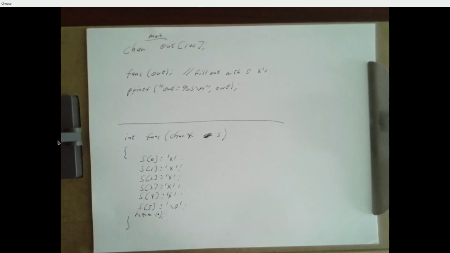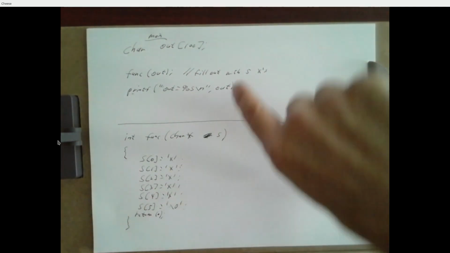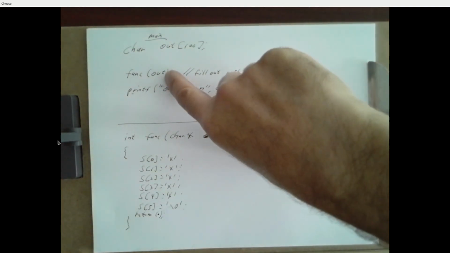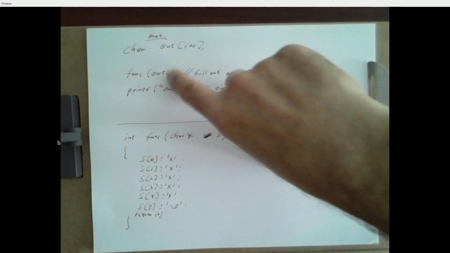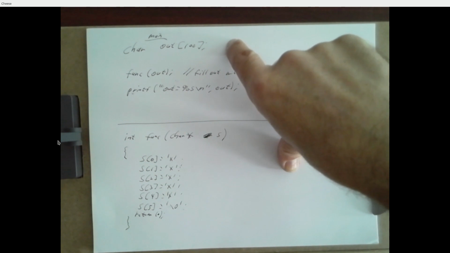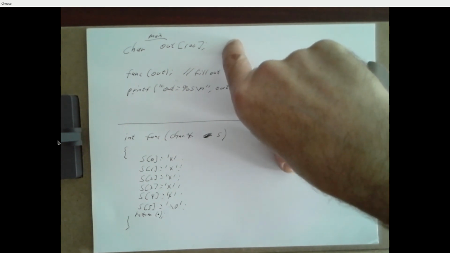So the claim is that when I come back here, out will now actually be equal to a string containing 5 X's, right? So let me demonstrate that, and then let's go into GDB for a minute and see how this is actually happening.